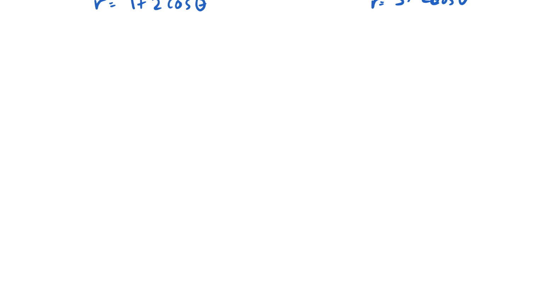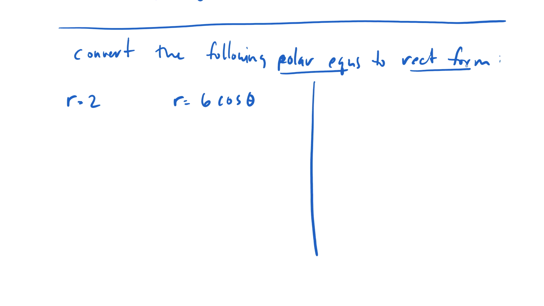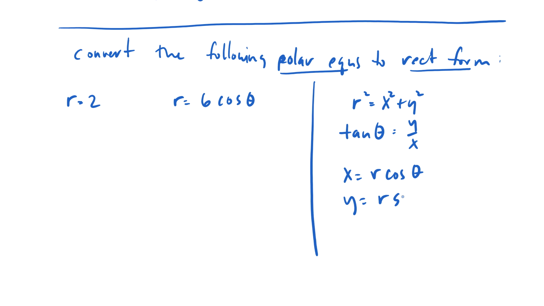But the last thing that I wanted to do is this. Let's convert the following polar equations to rectangular form. For instance, r equals 2, or r equals 6 cosine of theta. Okay, so remember, what's the relationship between polar and rectangular? I've got r squared is x squared plus y squared. That was on the last video. Tangent of theta is y over x. And I also have x equals r cosine of theta, and y equals r sine of theta.